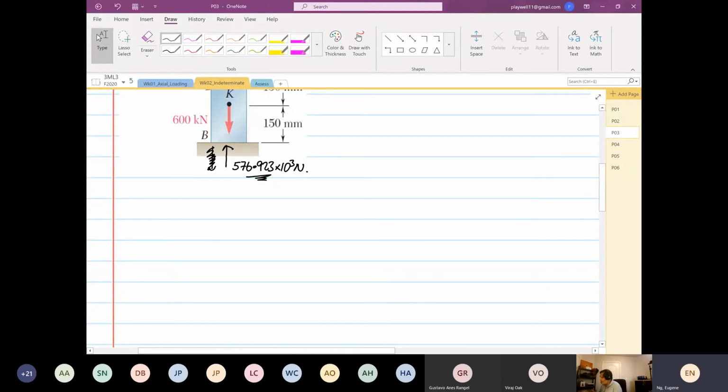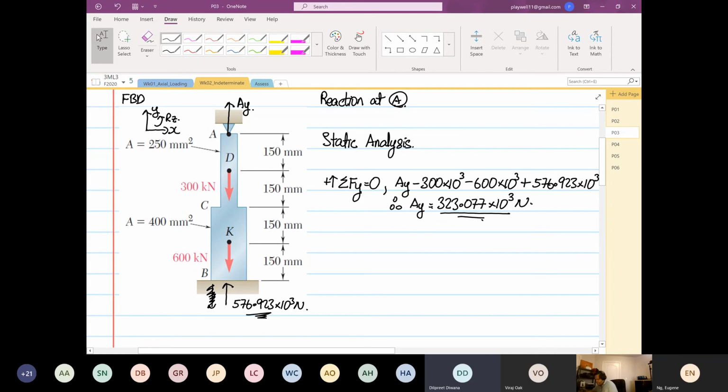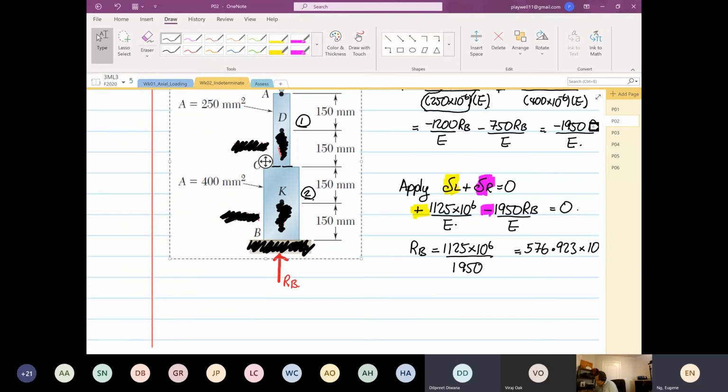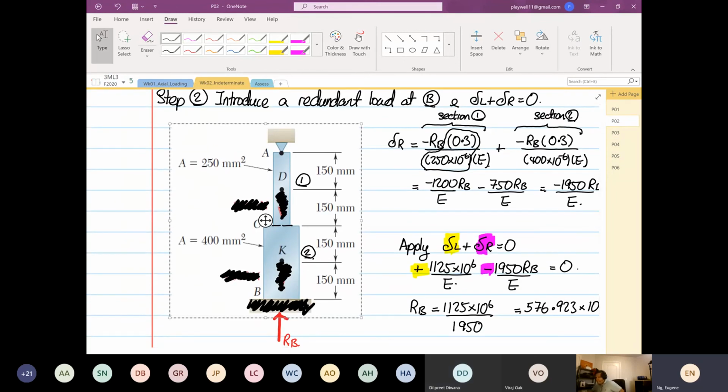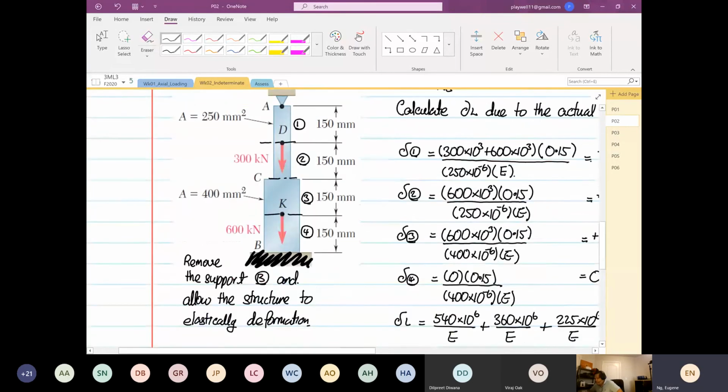Now, Sir, I have a quick question. Yep. So earlier you said if you go up a little bit, earlier we discussed that the 576 Newton load exists only when we don't have the K and D loads, right? So you're talking about this stage, right? Correct. So at this stage, when they are pushing back RB, you don't need to analyze the 600 and 300 again, because you've done it earlier already.